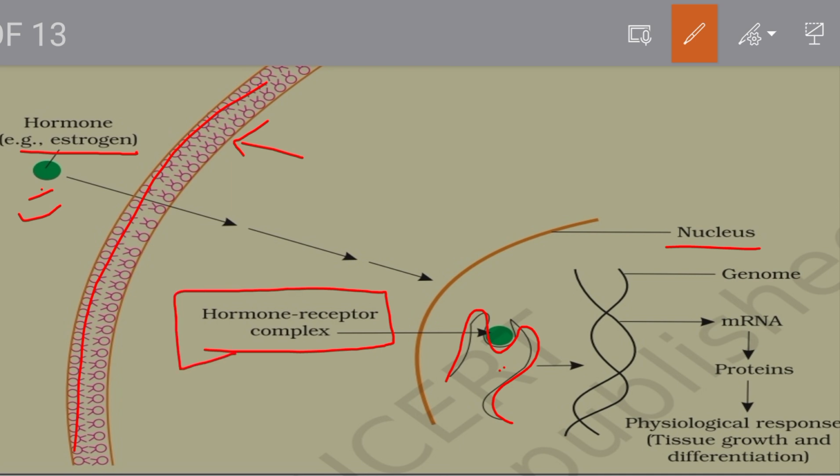This hormone receptor complex binds to the genome, binds to DNA at a specific sequence. When this hormone receptor complex binds to the DNA at a specific sequence, it leads to formation of mRNA. And this mRNA forms proteins, and these proteins bring physiological responses, that is tissue growth and differentiation. Okay, so that's all for this video.